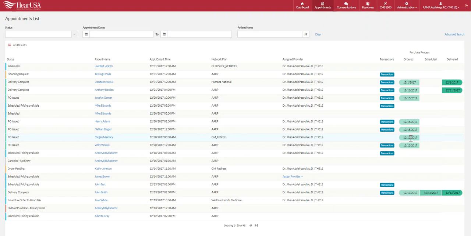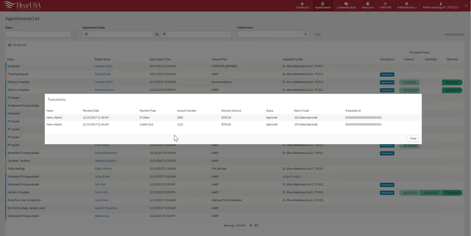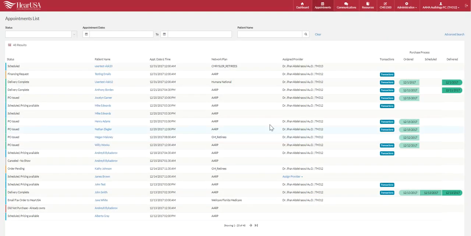And I'll show you one other, and that's the one where we took two payments for, that was on Henry Adams. So again, we're just going to press the transaction button. And here's the history for that. The first thing we processed was the credit card for $700, and it was approved. And then we processed the e-check for $295, and that was approved. So that's how you're going to process e-checks and credit cards for your patients.